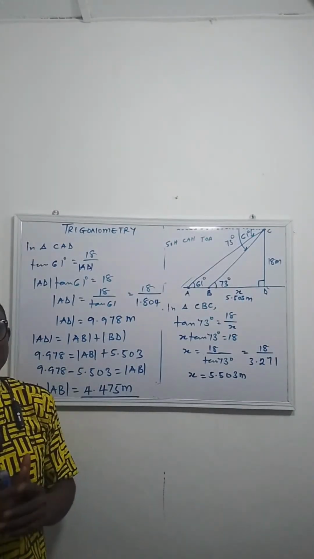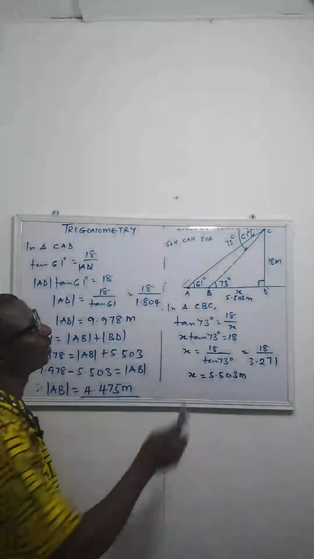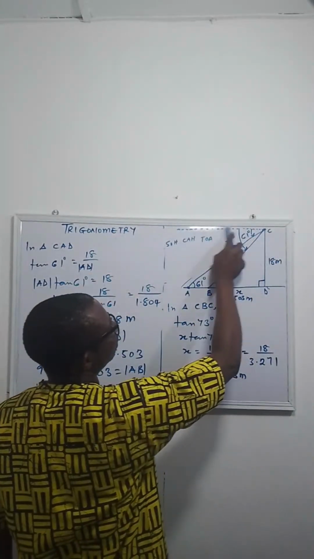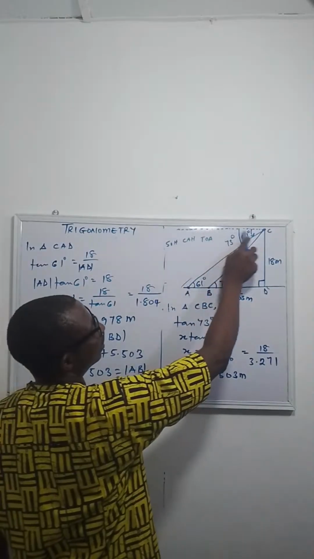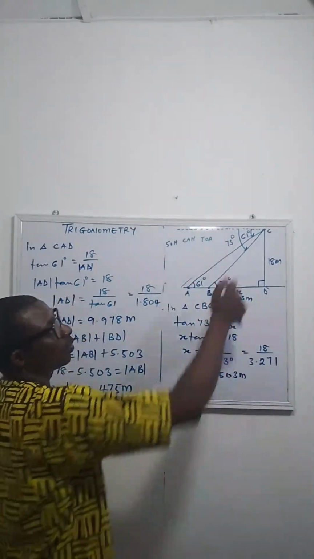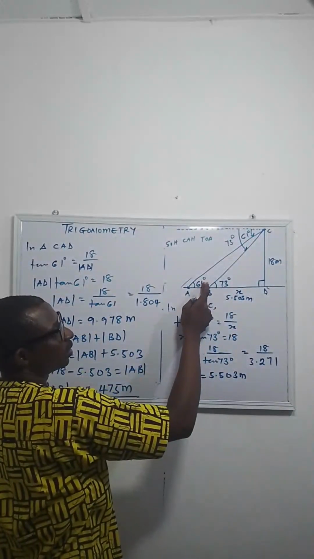Now, let me tell you the key place you need to pay more attention to. The first thing is these broken lines. The observer is always at the top. Don't just come here and put 61. No.